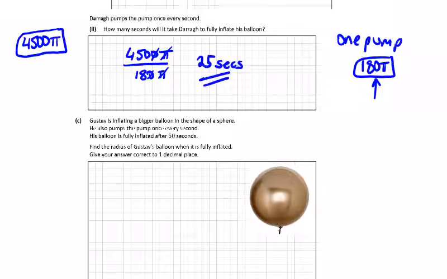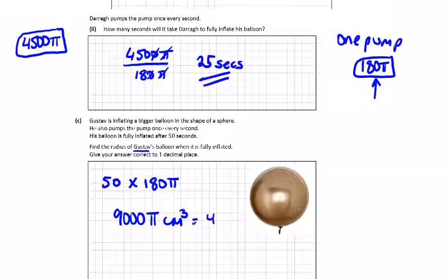Gustav is inflating a bigger balloon in the shape of a sphere. He also pumps once every second, and his balloon is fully inflated after 50 seconds. Find the radius of Gustav's balloon. Okay, well, let's take the 50 seconds and multiply it by how much air goes in every time, 180 pi. So 50 by 180 is 9,000 pi cm cubed, twice the other one.